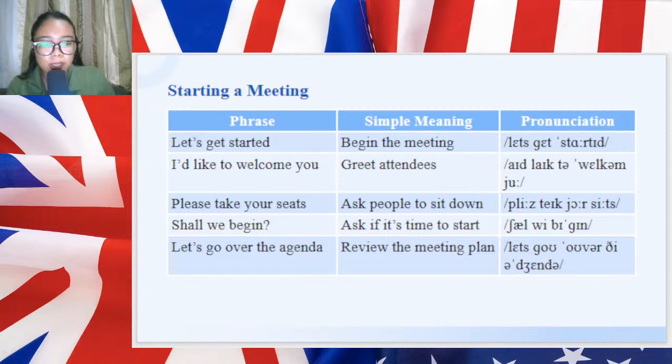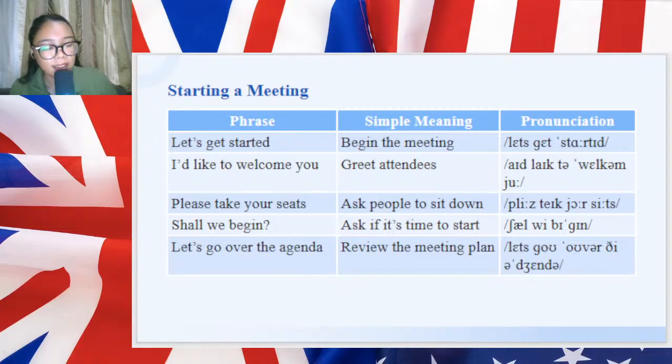Again, let's get started. This basically means to begin the meeting. It is a direct and somewhat informal way to initiate the meeting proceedings. Now, this phrase is concise and action oriented. It signals that the preliminary stages are over and it's time to focus on the meeting's purpose. It assumes a level of readiness among the attendees.